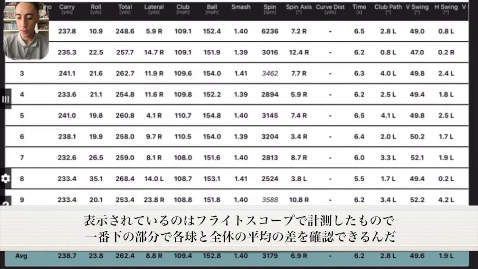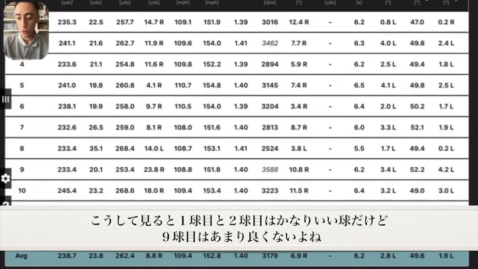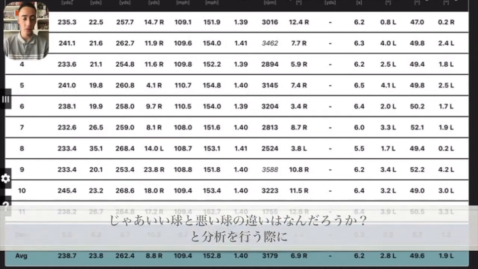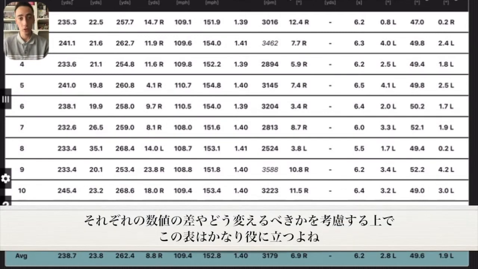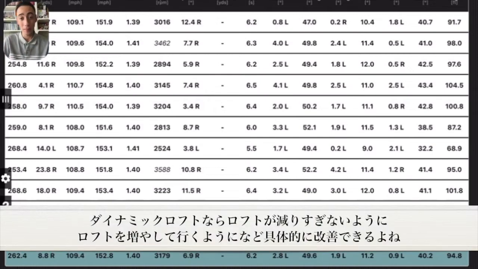So this is a great place to see, okay, I hit a really good drive on drive number 2, but drive number 9, let's say, was not very good. What were the differences between those two? What data points changed? This is a great place to start your search for what you need to change to get your good shots. Let's say my dynamic loft was this on the good shot, and this on the bad shot. Okay, maybe I don't need to take off loft, or maybe I need to add loft.